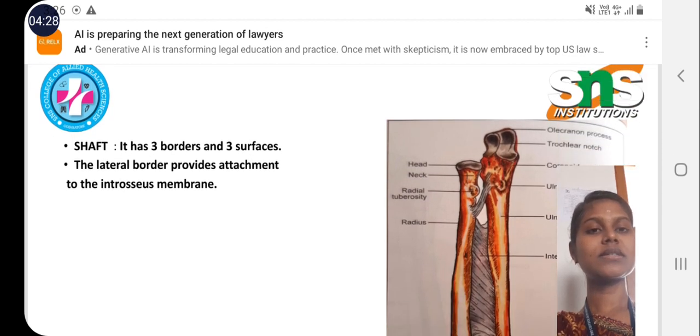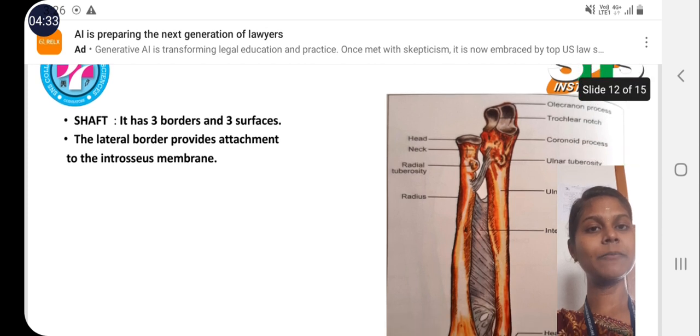Shaft has three borders and three surfaces. The lateral border provides attachment to the interosseous membrane. Same, it contains anterior and posterior border and anterior, posterior with interosseous surfaces.